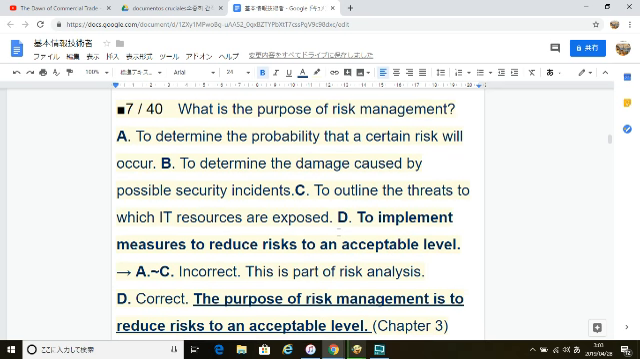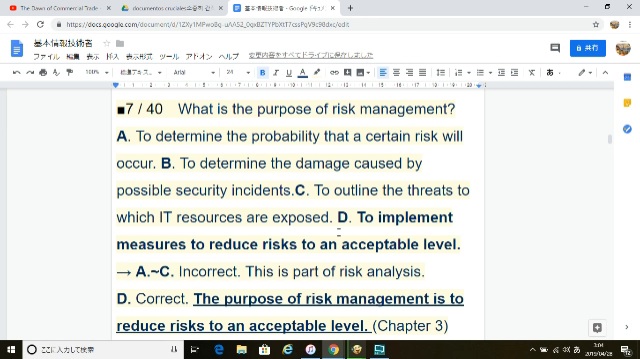7/40 What is the purpose of risk management? A. To determine the probability that a certain risk will occur. B. To determine the damage caused by possible security incidents. C. To outline the threats to which IT resources are exposed. D. To implement measures to reduce risks to an acceptable level.